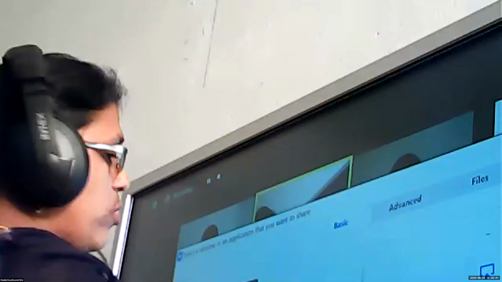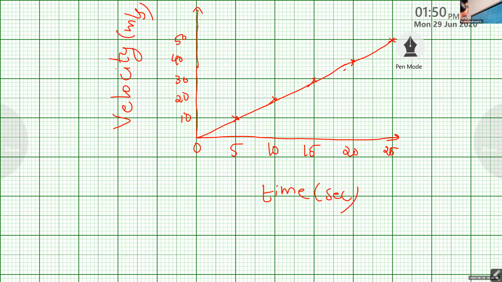Now, how could you find out the first step? First means first 10 seconds, which means 0 to 10. That means we need to find out the acceleration up to 10 seconds. What is the nature of this graph? This graph gives you uniform acceleration. But according to the question, we need to find only the first 10 seconds in the first question. So for the first 10 seconds, how do you find the acceleration?